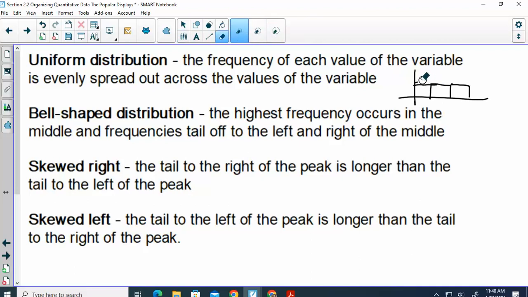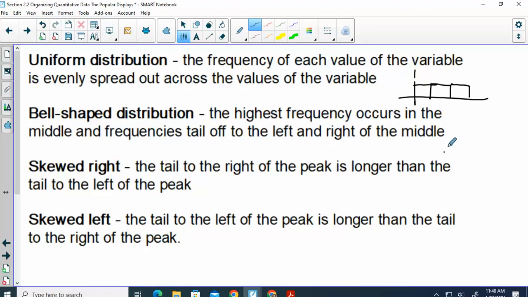That's uniform. Okay, if I were looking at the probability, if I'm going to roll a die, probability of each side. Probability of rolling a 1 is 1/6. Probability of rolling a 2 is 1/6. Probability of rolling a 3 is 1/6. They all have the exact same probability. That's uniform.